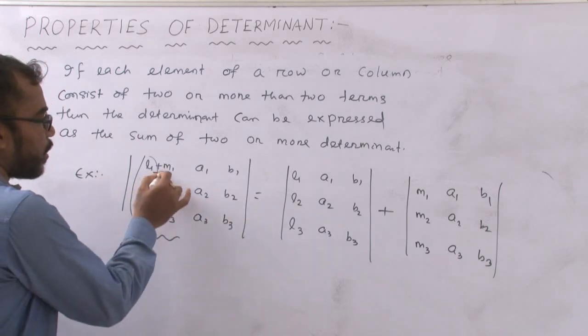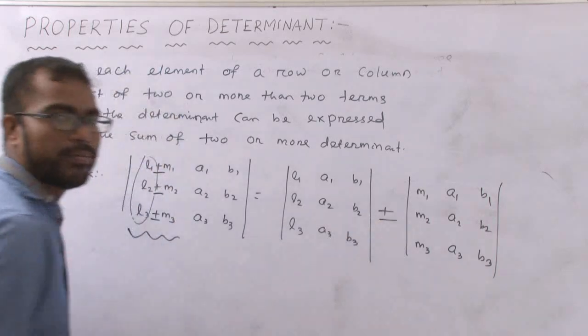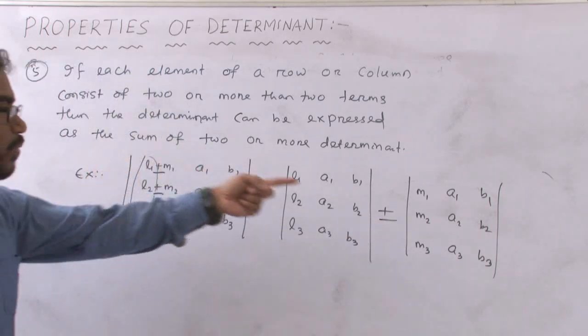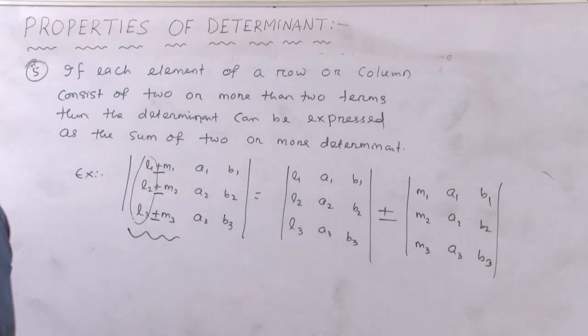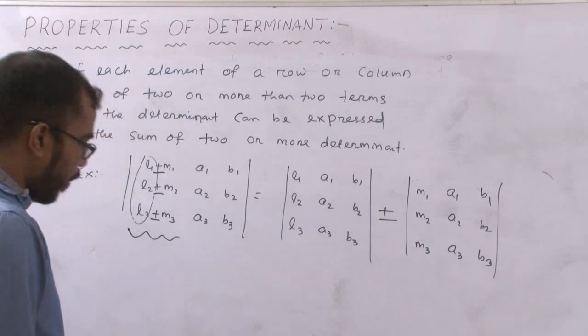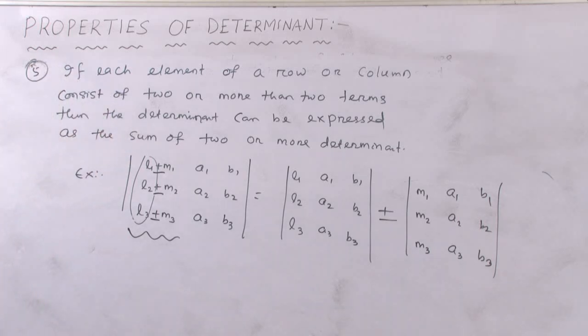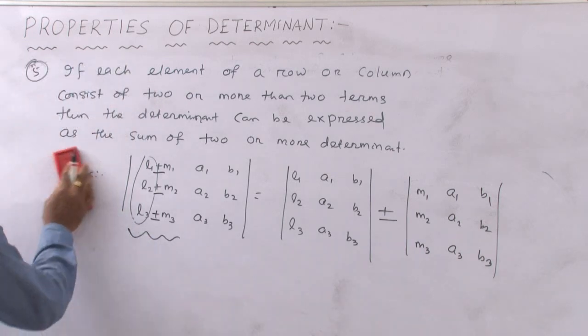If it contains a negative, we can express it in negative form. If we add, we can add. If we subtract, then you can write it as a subtraction. Okay. So this is property 5, and next proceed to property 6.